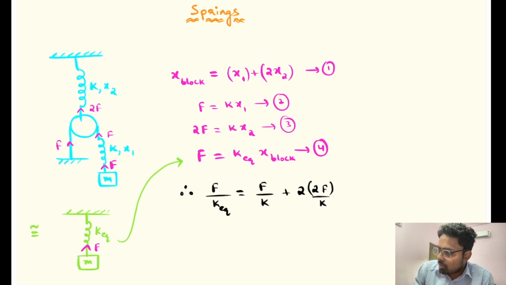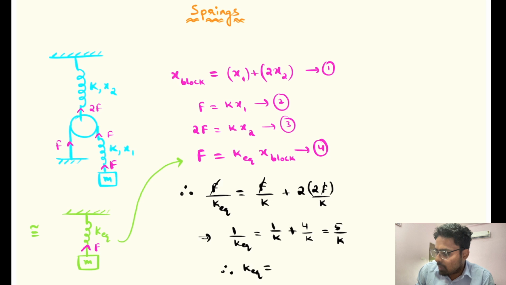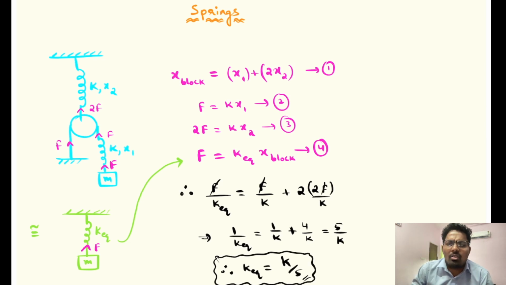And then here F will get cancelled. So which implies 1 by K equivalent, how much are you getting? 1 by K equivalent, you are getting it as 1 by K plus 4 by K, which is nothing but 5 by K. So therefore, what is the value of K equivalent I got? K equivalent I got it as K by 5. So now once we get the K equivalent value, then whatever things they'll be asking, you can easily find, right?